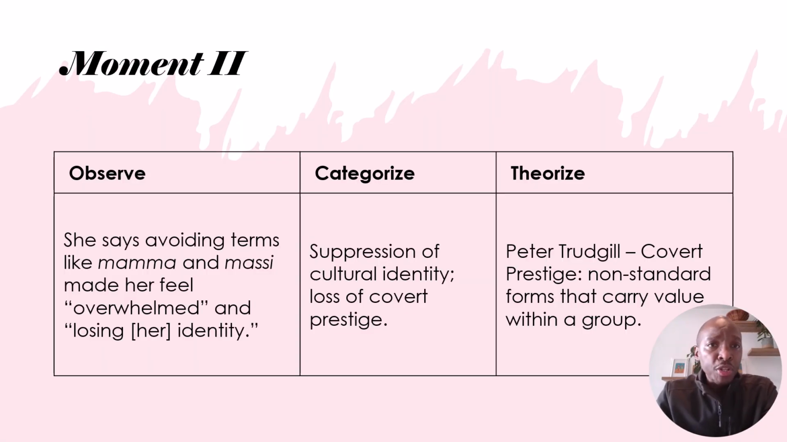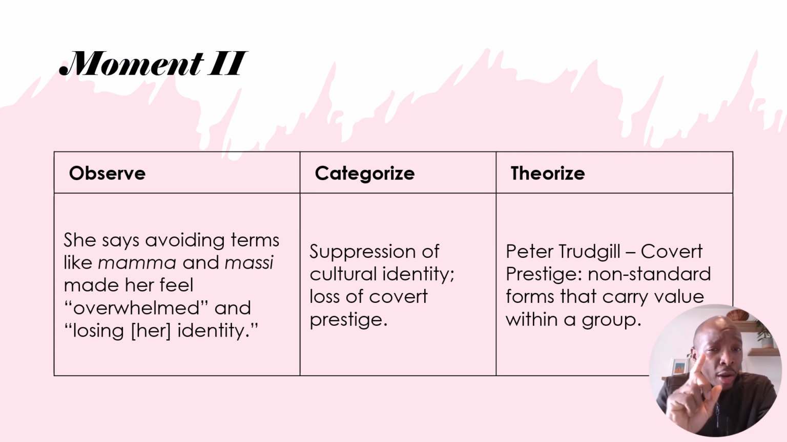Second thing I'm drawn to, the second observation, is when the author is avoiding terms like mama and masi. I hope I'm pronouncing that reasonably well. In avoiding these terms, they felt overwhelmed. They felt like they were losing a part of themselves, right? So you can sense there's a pain here, right? It's not just about dropping words. It's almost that she's dropping parts of herself, right? There's a suppression of identity.